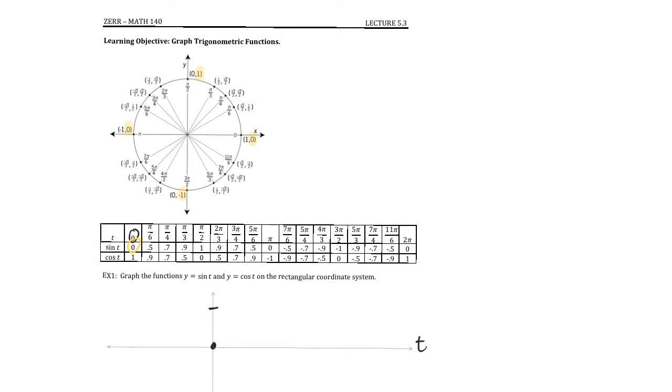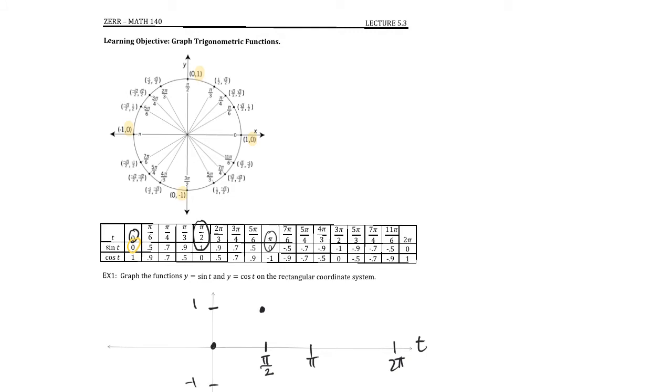Now I'm going to look at this point right here. Pi over 2 is my input. Let's break this down. Pi over 2 would be right here, and the output there is 1. So I'll make that 1.